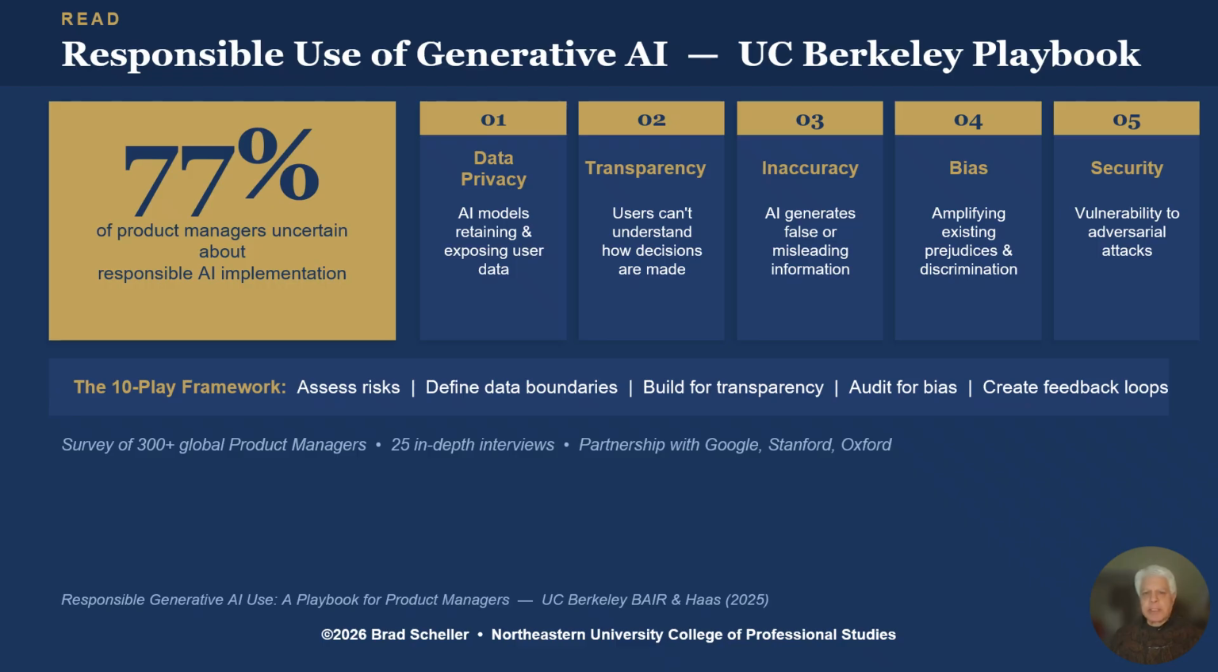The playbook is going to identify 5 key risks of generative AI in product development. Data privacy, your users' information being retained or exposed. Transparency, users can't understand or challenge AI decisions. Inaccuracy, hallucinations and misinformation represented as facts. We've seen that often. Bias, and we're going to be talking about it quite a bit this week. And security, adversarial attacks that manipulate AI behavior, and you're hearing more and more about that.